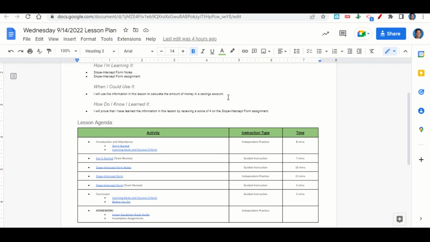Now let's take a look at our agenda for today. We will begin by going over the learning goals and success criteria. While we do that, you'll fill out your Get It Started. Once you've completed the Get It Started, we'll go over it together and answer any questions that you may have. After that, we'll go over the Slope-Intercept Form notes, and then I'll give you time to complete the Slope-Intercept Form assignment in class. Once you've completed the assignment, we'll go over it together and answer any questions that you may have. At the end of class, we'll go back over our learning goals and success criteria while you fill out your Before You Go. Your only homework for tonight is to continue working on the linear equation study guide and any incomplete assignments that you may have.